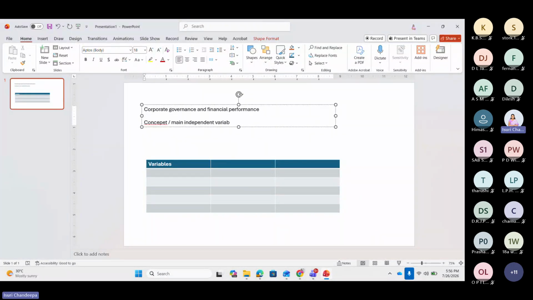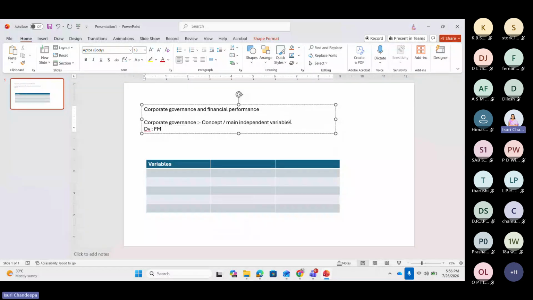You know corporate governance? Corporate governance can be measured. Corporate governance is my concept or main independent variable. And then the dependent variable, my DV, is financial performance.